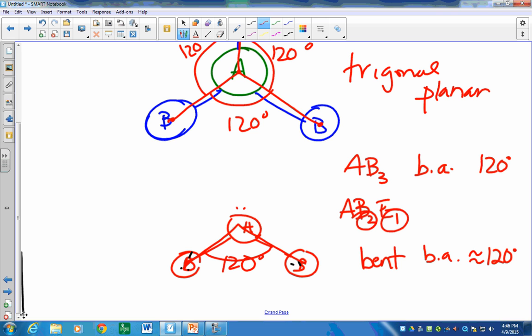But you can see that because it has an unshared pair there, it is still about 120 degrees. It's slightly less because unshared pairs are a little bit closer, so it squeezes this a little closer, but it's darn close to 120 degrees. So that's what I want you to know: for AB3, the bond angle is 120 degrees, and for AB2E1, which is in the same family, the bond angle is approximately 120 degrees.